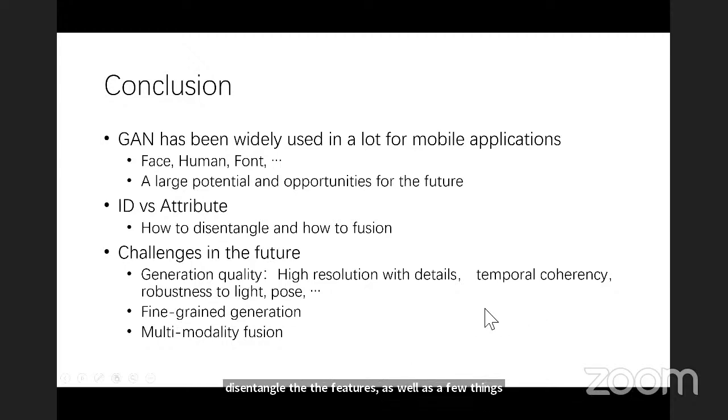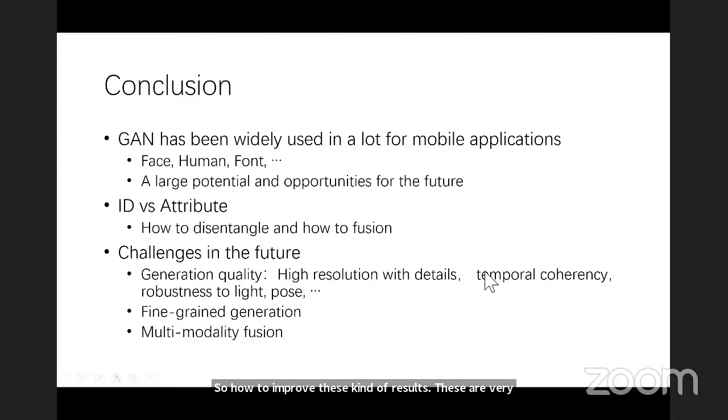Finally, I will list several challenges in the future if we want to further improve GAN applications in a mobile environment. The generation quality should be further improved. For example, how to generate high resolution with more details. As I just mentioned in the human pose transfer example, the generation result for the face and for the hand is actually very poor. So how to improve these results is a very interesting research topic.